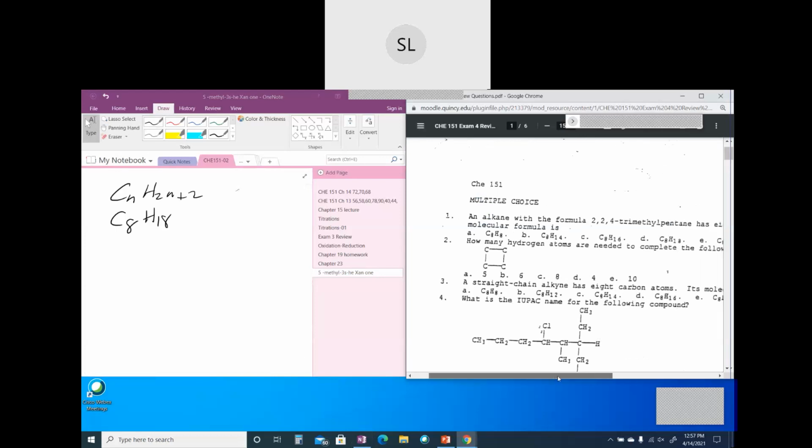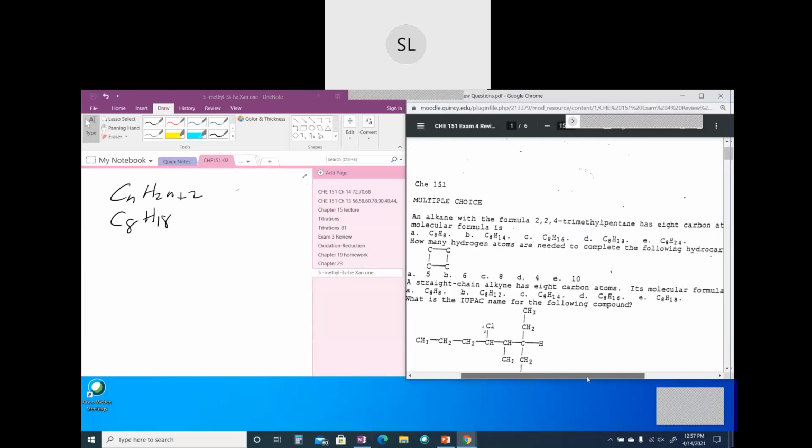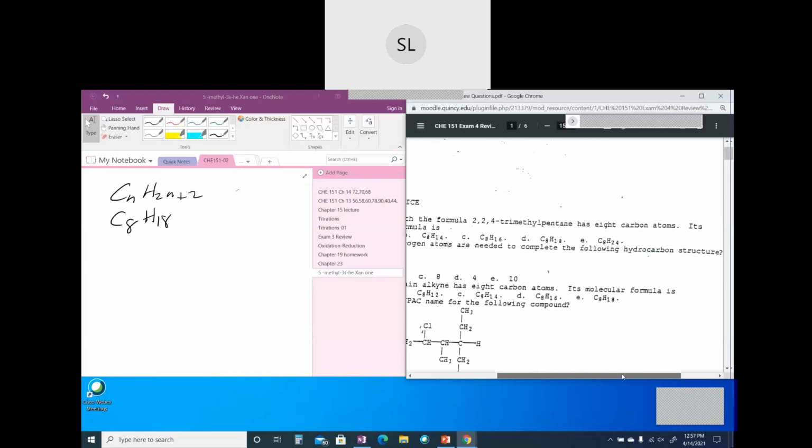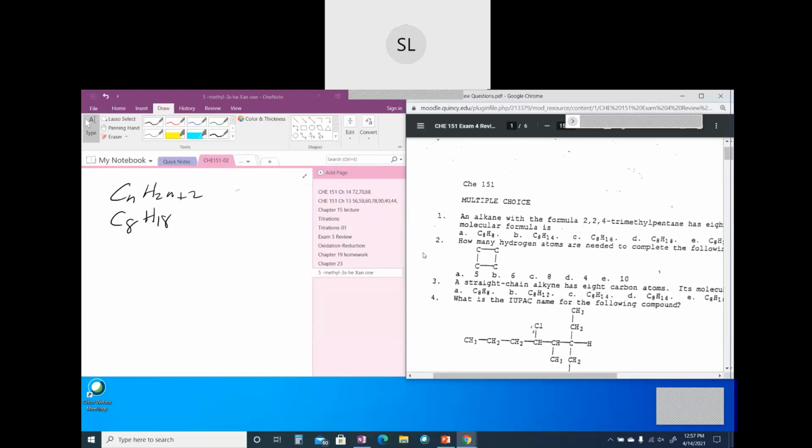All right, so number 2, how many hydrogen atoms are needed to complete the following structure? All right, so if you have a cyclobutane, all right, each one of these carbons needs 2 H's. And so, again, if you know the cycloalkane is CnH2n, and you have 4 carbons, you have a C4 and an H8, or you can simply count the number of hydrogens needed to give all those carbons 4 bonds.